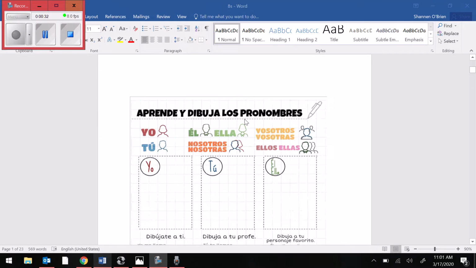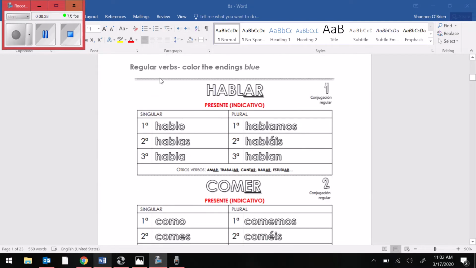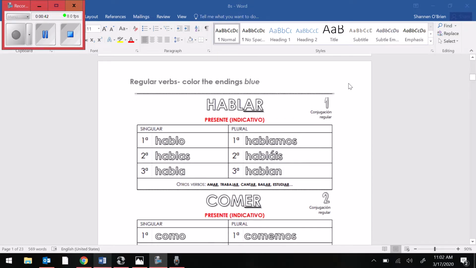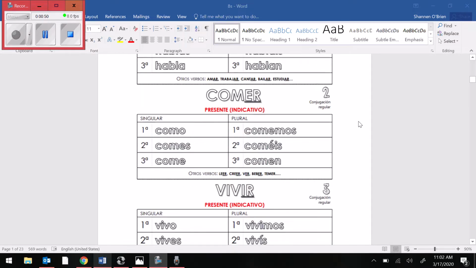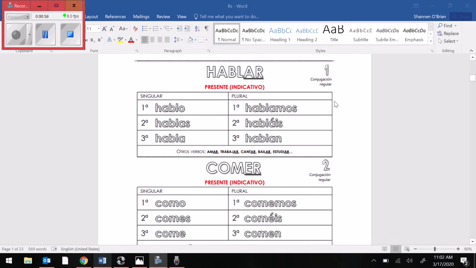So yesterday, you guys filled out this page in your packet. It had a little day 1 in the top corner right here. In your packet, the first page of your day 2 packet, it says it right up here in the right-hand corner. All right? You have a regular AR, ER, and IR verb, okay? And it confirms that right on the side in Spanish with the conjugación regular, okay?